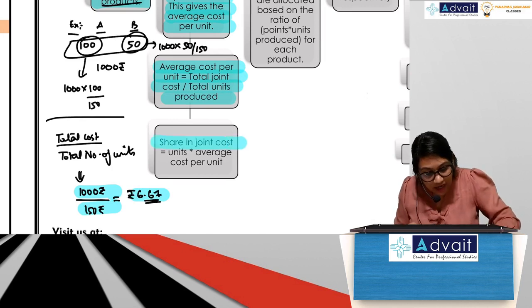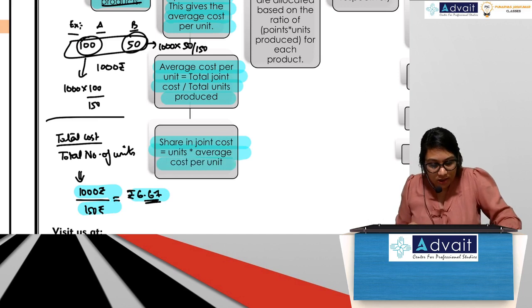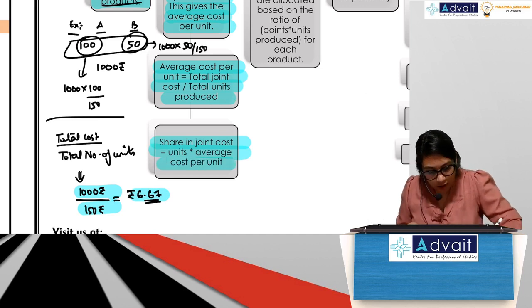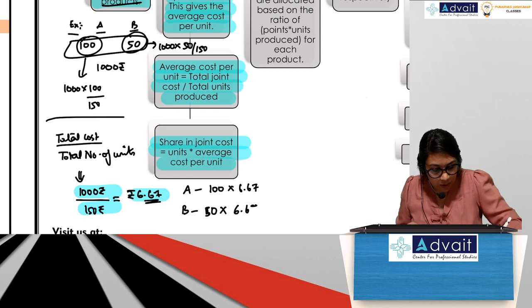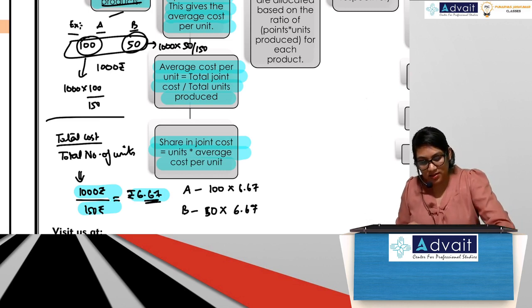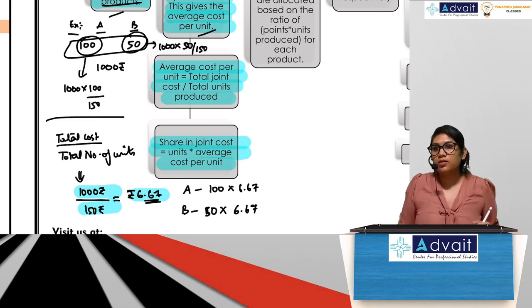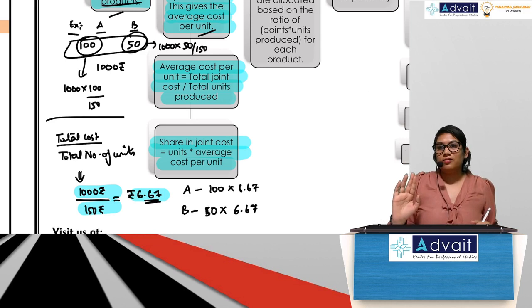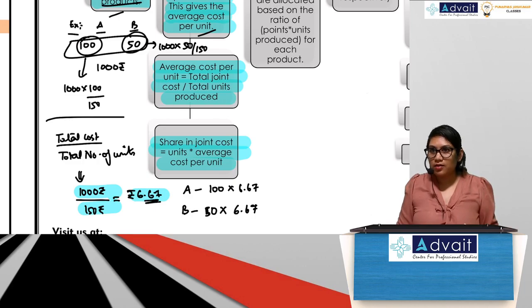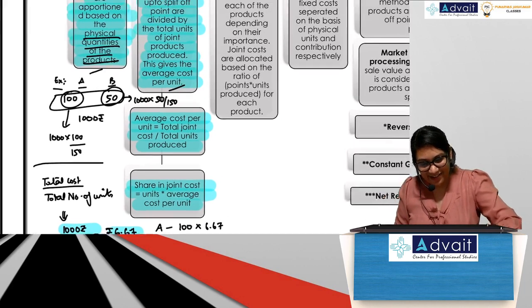Now what? Share in joint cost will be units into average cost per unit. So for A, it will be 100 into 6.67. For B, it will be 50 into 6.67. So basically in this and this, you'll get the same answer. It's just that the method by which you're doing it is different, just like the supplementary rate method and the ratio method. Guys, is it okay? Simple. Shall we move on? Yes, ma'am. Okay.